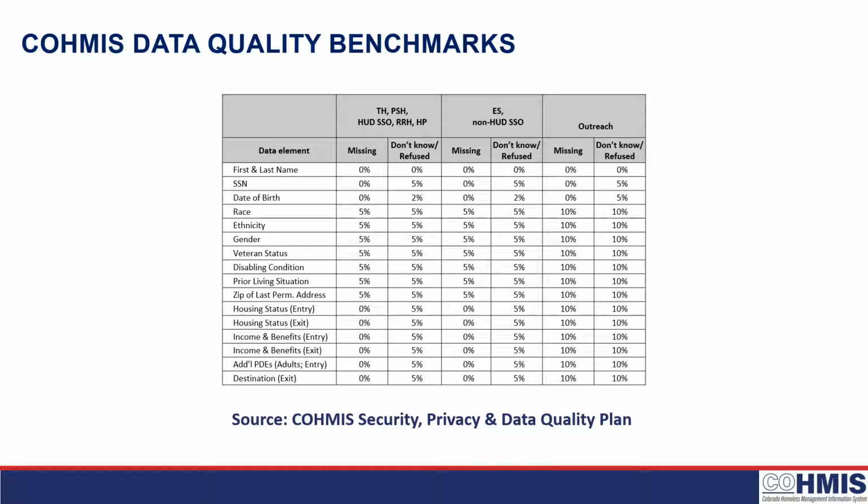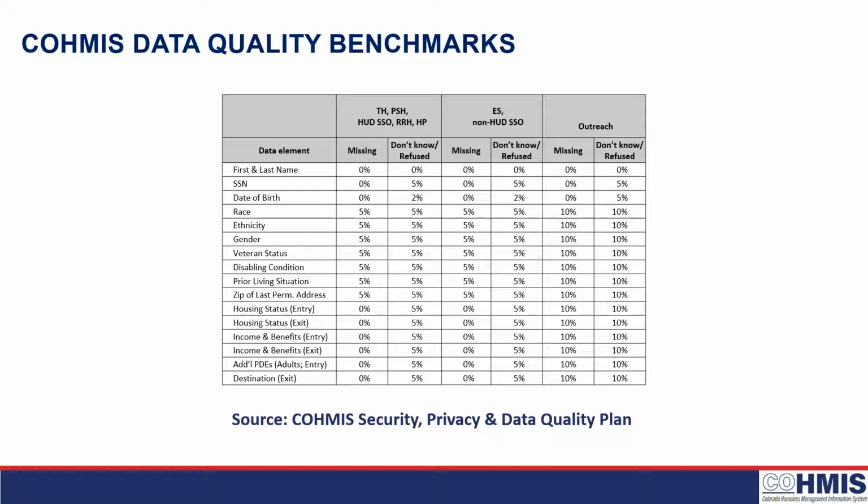This slide contains the Colorado HMIS data quality benchmarks. So these are the goals we're trying to hit for all data elements by project type in terms of acceptable missing or don't know and refuse response options for our client data. So we set our benchmarks very high because it's important to have complete and accurate data about the clients that we serve. It's important because it lets us know what our population looks like that we're working with and allows us to go after the appropriate funding and projects that would best serve that population.